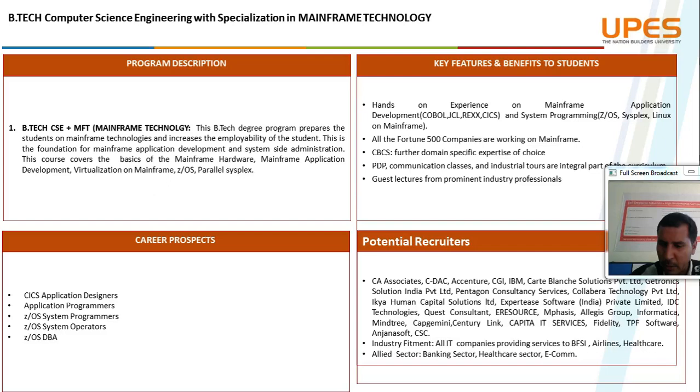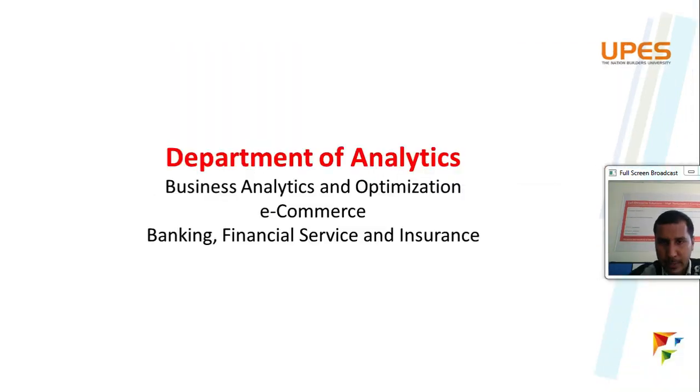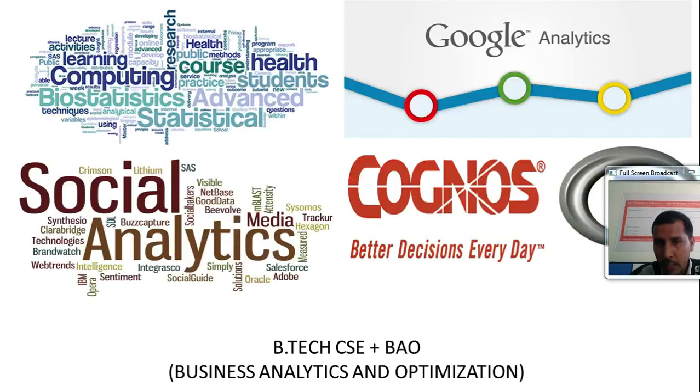Mainframe. Department of Analytics. The Department of Analytics primarily covers two main verticals: business analytics and optimization, and e-commerce. Now everyone is coming onto the internet. Everyone seems to be using the internet. So what does it tell you? It tells you the data is increasing day by day, increasing tenfold. So what to do with that data?